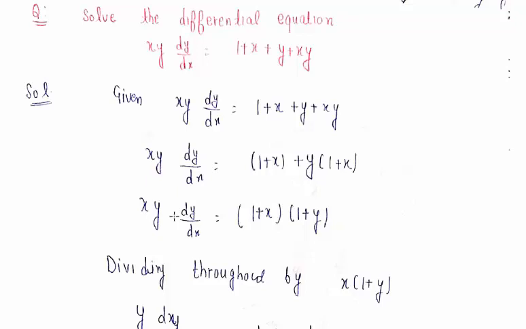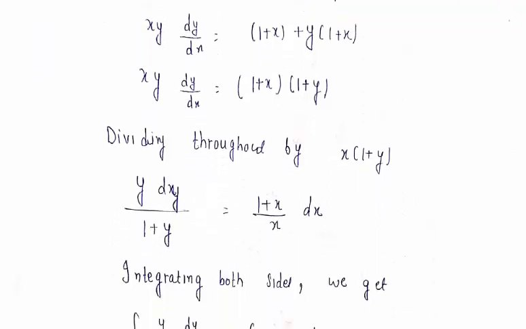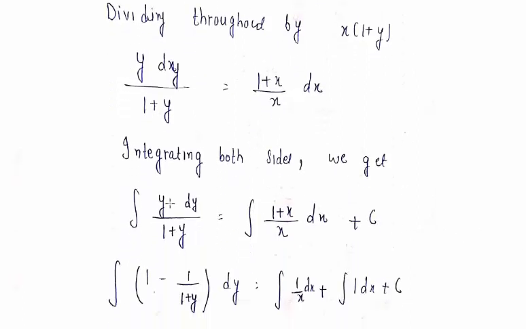After rewriting the term, now we separate the variables by dividing the whole equation by x into 1 plus y. Our equation becomes y dy over 1 plus y equals 1 plus x over x dx. Now this left hand side has the variable y with dy, and this right hand side contains x with dx. Now we perform integration.